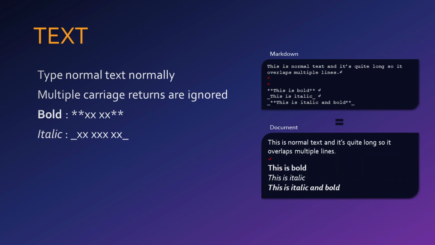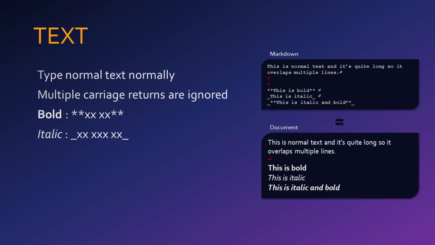First, we'll start with the text syntax. The easiest way to learn the syntax is by looking at examples. Firstly, text should just be typed normally. Text will automatically wrap to new lines. Multiple carriage returns, as you can see highlighted in red in the example, are ignored. If you want more spacing, then you'll have to use styling, which we'll discuss later in this tutorial, or use the HTML break tag. Bold words or sentences should start and end with double asterisk symbols without spaces.